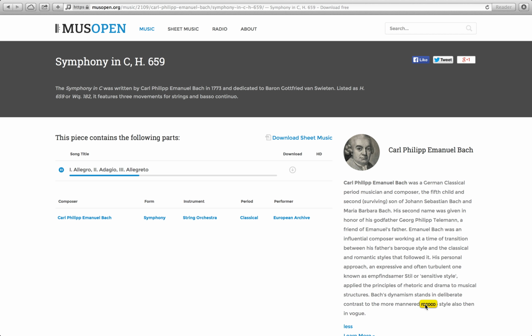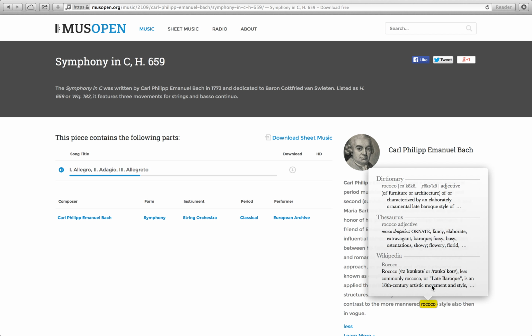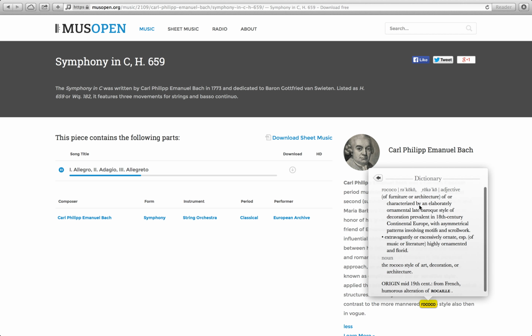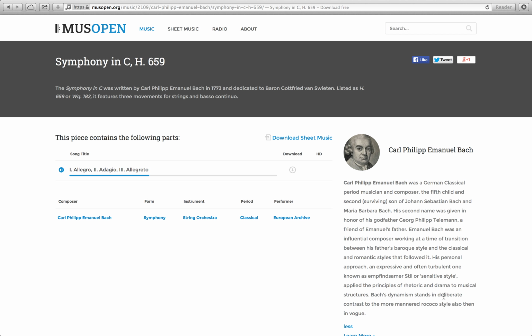I don't know what Rococo is, but I do know Rococo is a delicious pepper that's really hot, and is of its species all its own. The others are extinct. Sad. Rococo: elaborately ornamented late Baroque style decoration, prevalent asymmetrical patterns involving motifs and scrollwork. Extravagantly or excessively ornate. Highly ornamented and florid. So Bach is more sensitive than that. I see. More empfindsamer still than Rococo, right?